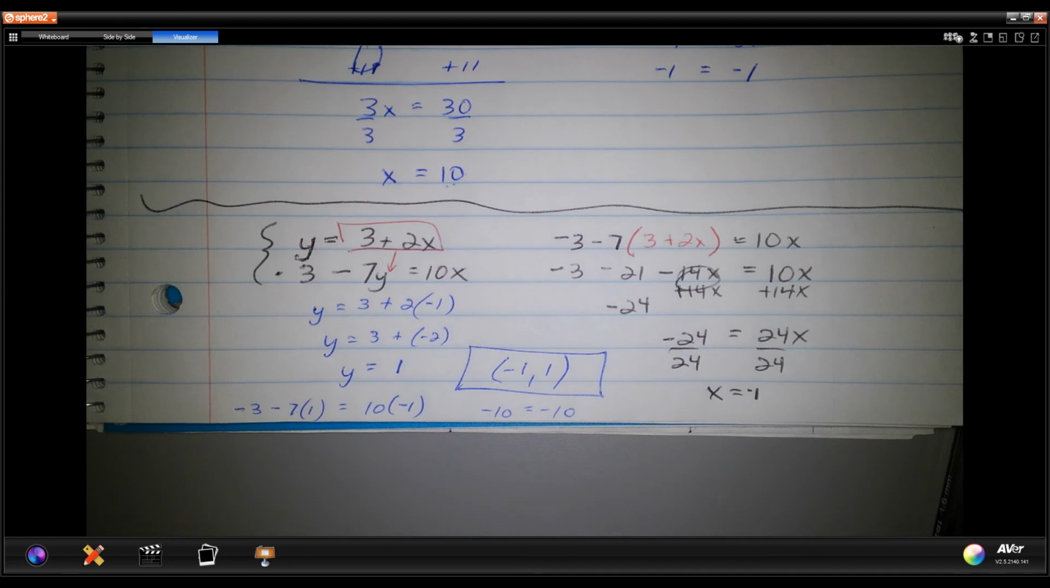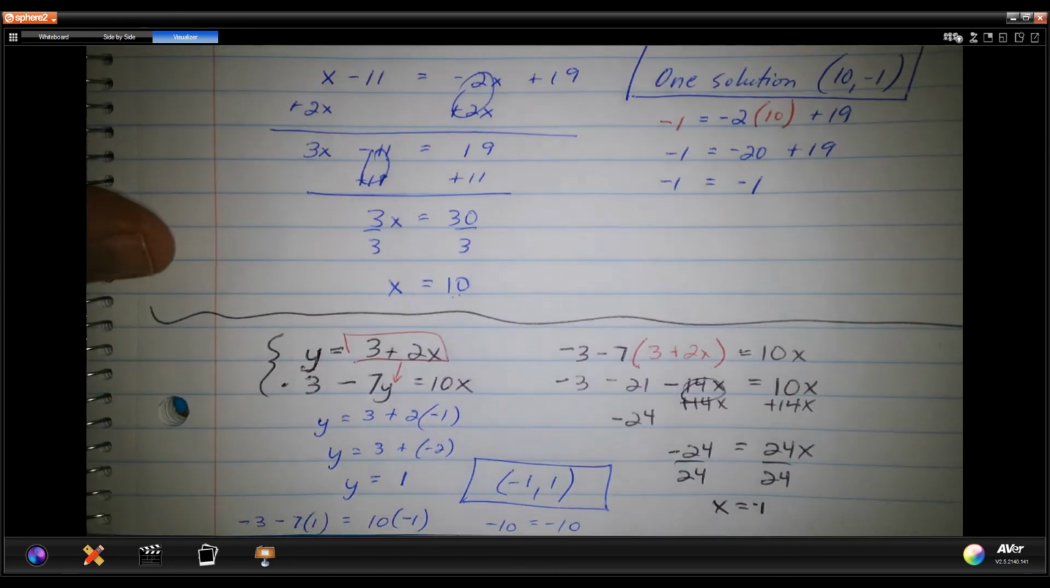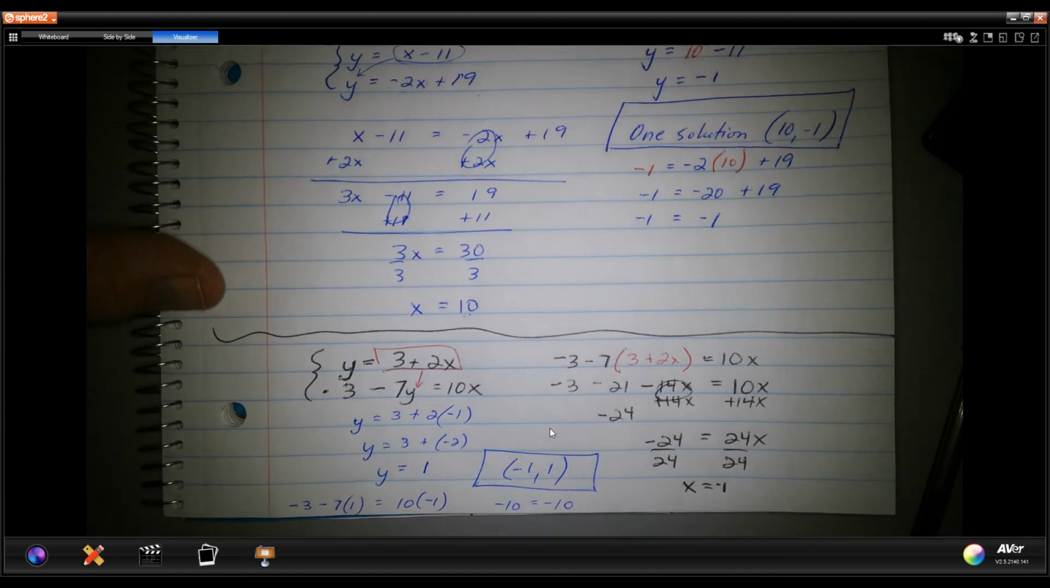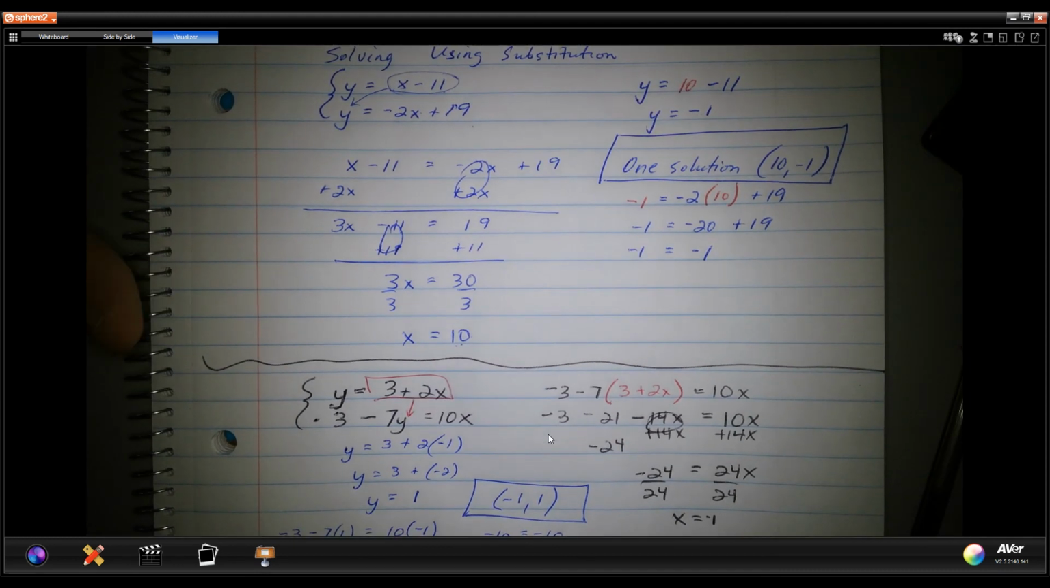I hope this helps you to understand a little bit better how to use substitution to solve a system of equations. Please let me know if you have any further questions on this one.